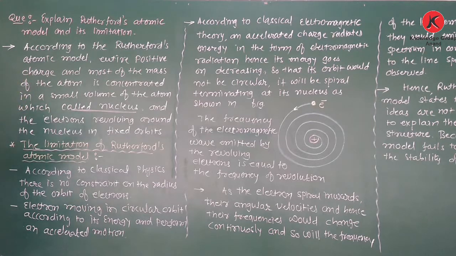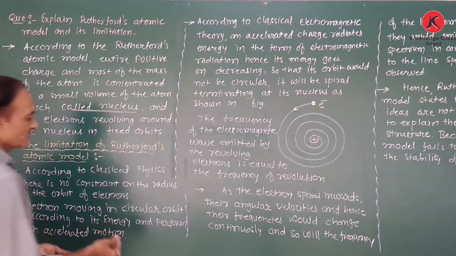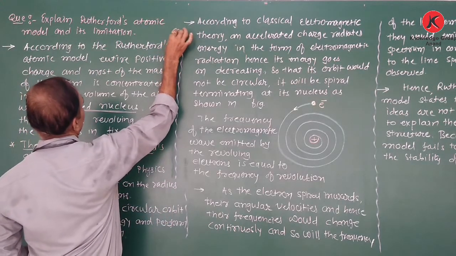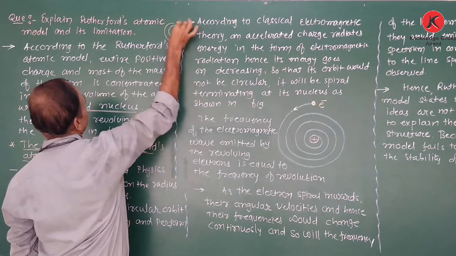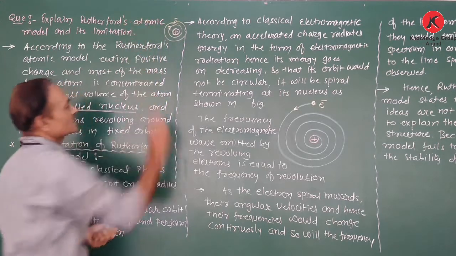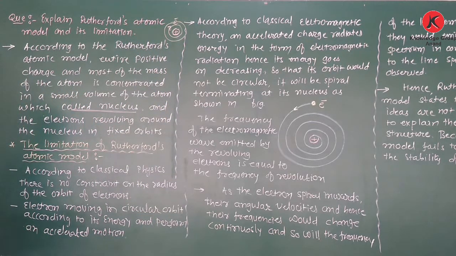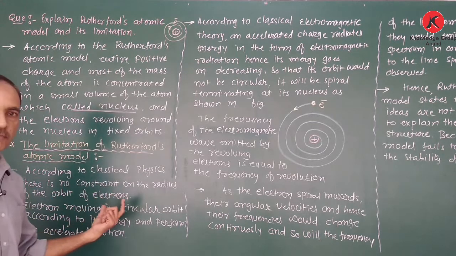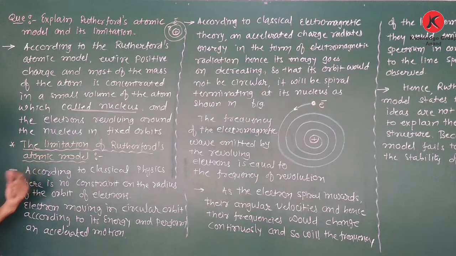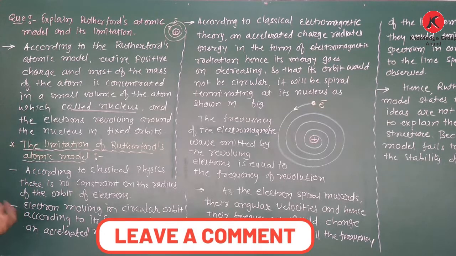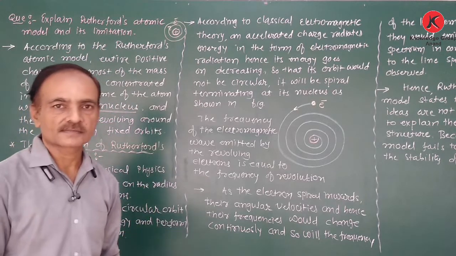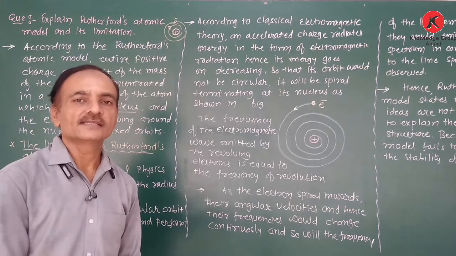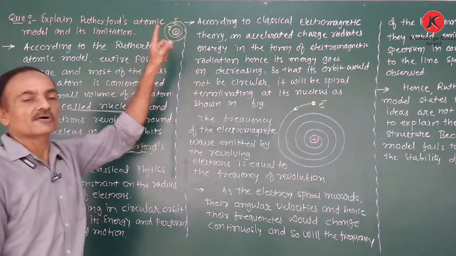According to that model, the small central region is known as the nucleus, while the electrons revolve around the nucleus in circular orbits. That is the atomic model proposed by Rutherford. Now, what are the limitations of Rutherford's atomic model? According to classical physics, there is no constraint on the radius of the orbit of the electron. Outside the nucleus, numbers of circular orbits are present. There is no limitation on the electron to move in which circular orbit around the nucleus.